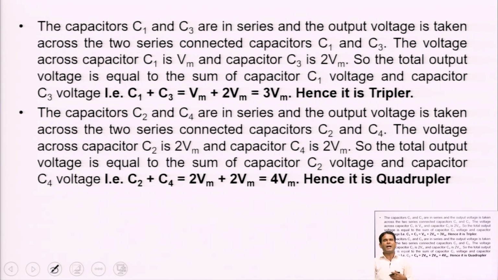In the same way, if we want to get n times the peak value of the input voltage, we will connect n number of diodes and capacitors, and we get n times the peak value of the input voltage. So, this is the general trick to achieve the n-times voltage multiplier circuit.